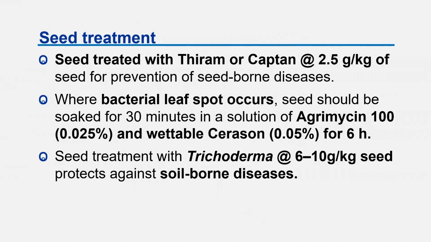So it will prevent bacterial leaf spot. Seed treatment with Trichoderma at the rate of 6 to 10 gram per kg seed protects against soil-borne diseases. Means you can choose either of the two, either Thiram or Captan or Trichoderma. And of course, if you have doubt about bacterial leaf spot, the bactericidal treatment should be given.